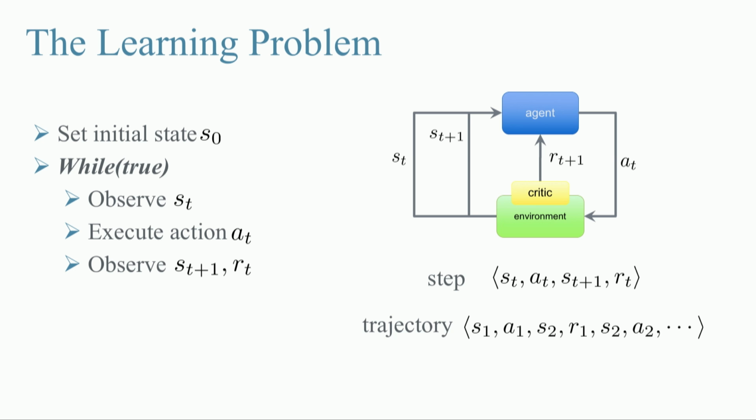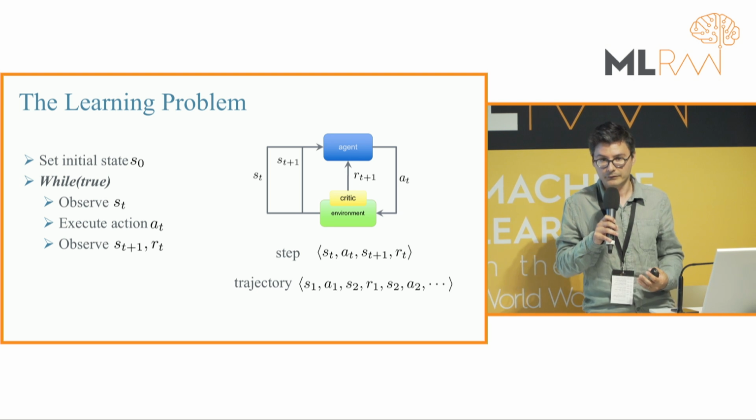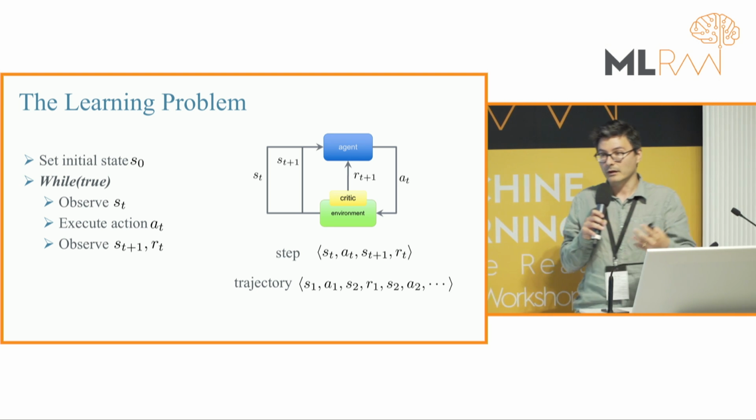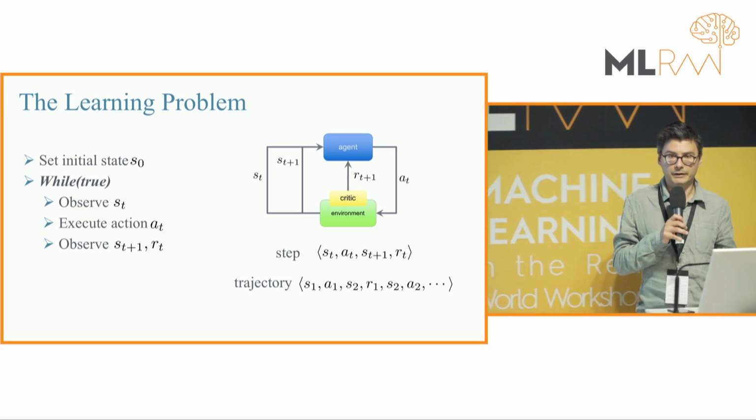The learning problem is to just interact with the system. We observe a state, we take an action, we observe the next state and the reward associated. We have a long trajectory of this kind of interaction, and we would like, as time goes on, to collect rewards which are better and better over time. So the learning problem starts like this.